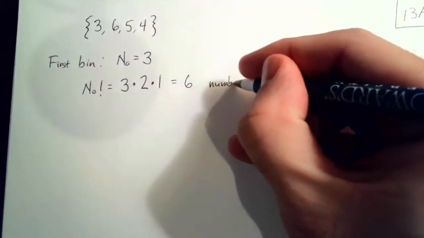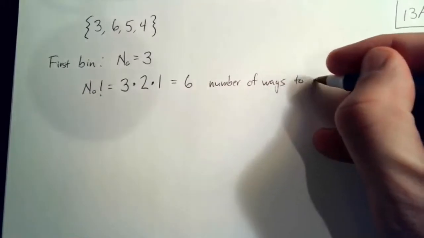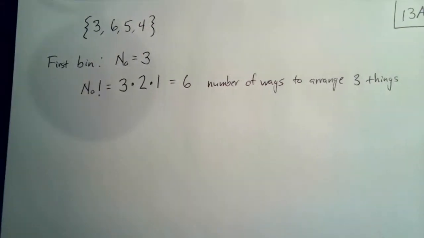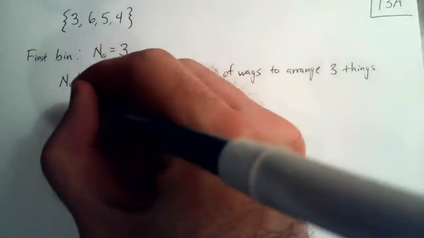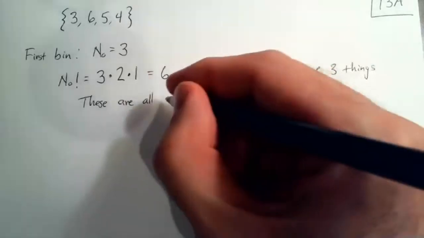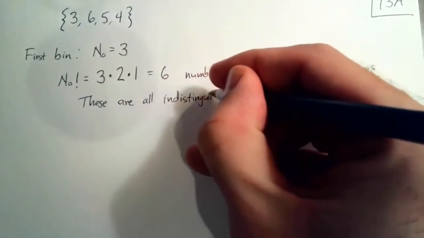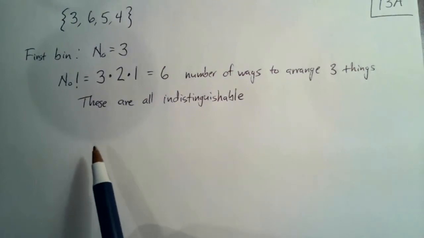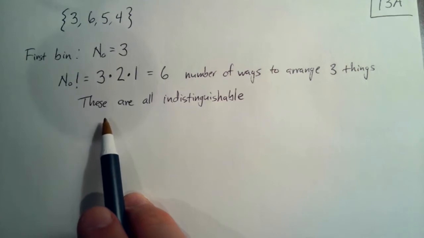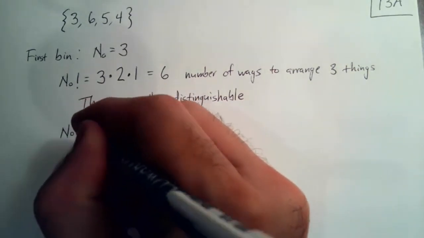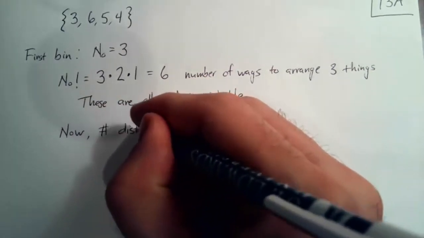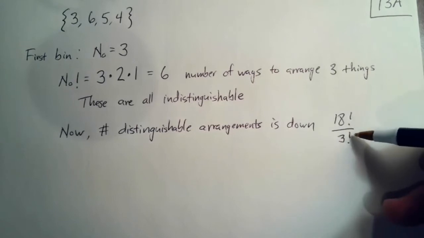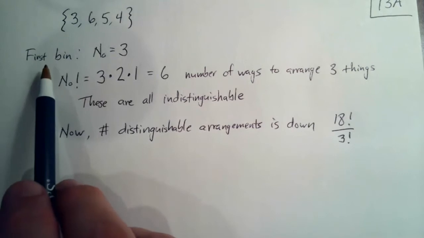It is the number of ways to arrange three things where order matters. So we want to factor this out because these are all indistinguishable configurations. All we care about is which three molecules are in the first bin, not what order they're in. So when we factor this out, we're going to divide by this number. So now the number of distinguishable arrangements is down to 18 factorial, which is my total number, divided by the number of indistinguishable arrangements that I have because of the first bin.